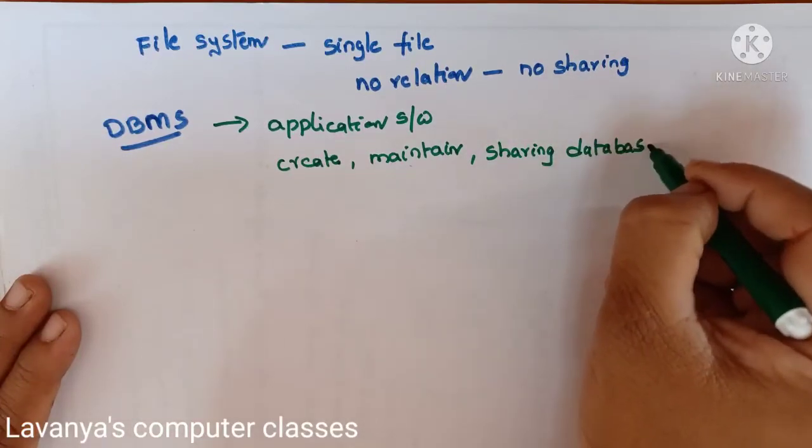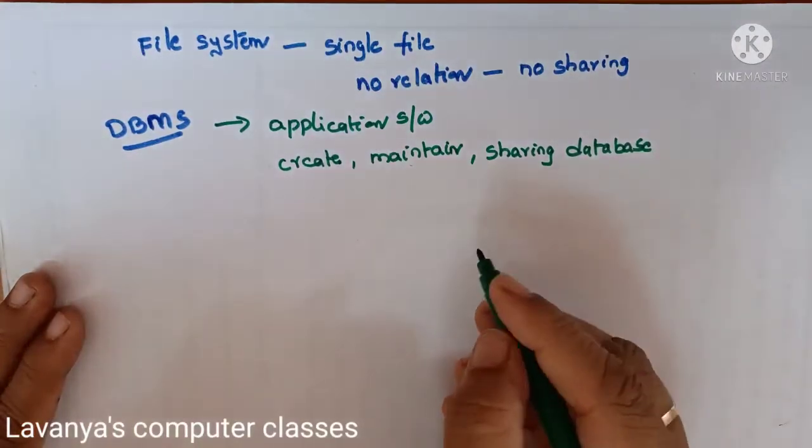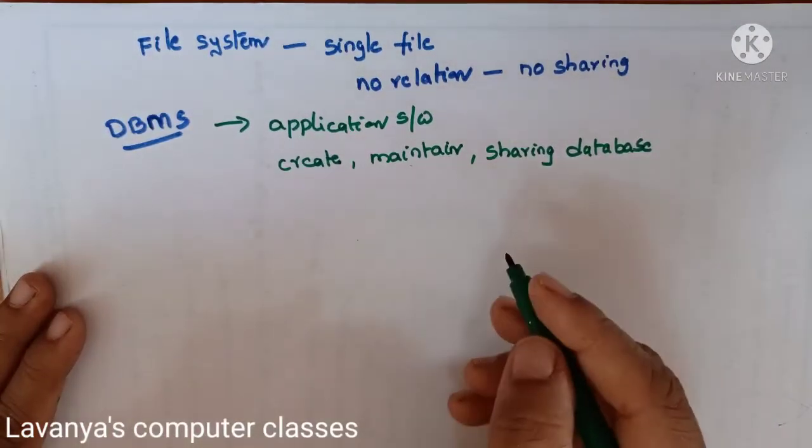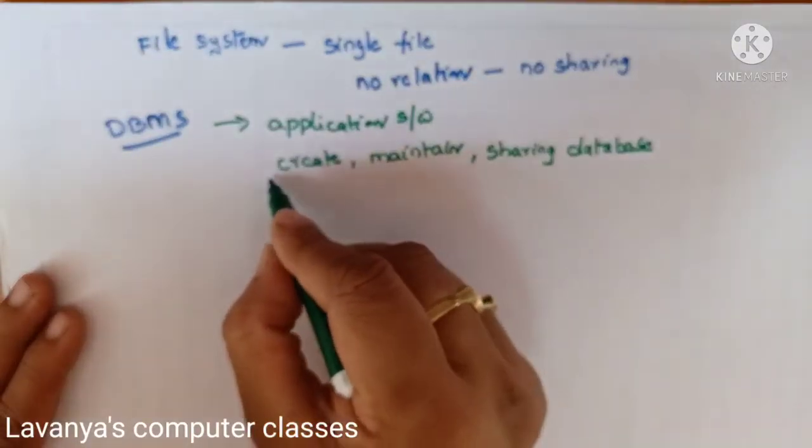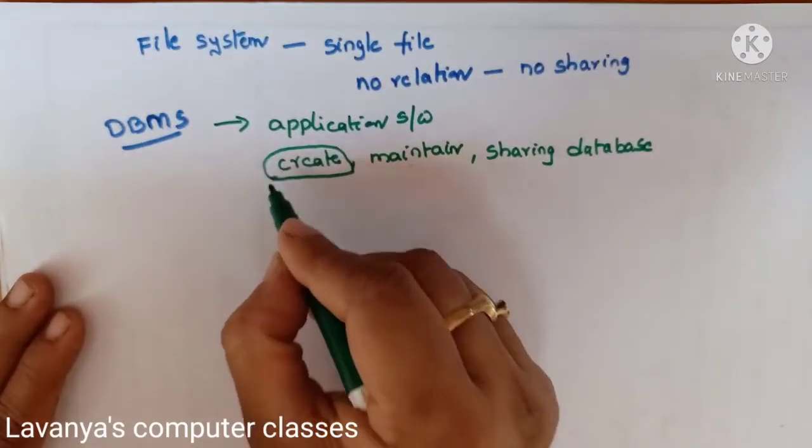So DBMS means database management, how you are managing your database. Database means a collection of information. So how can you collect? After collecting, how can you create where you want to store?